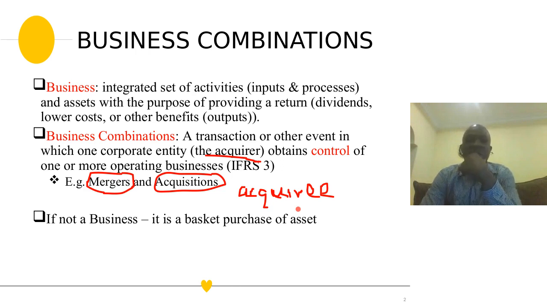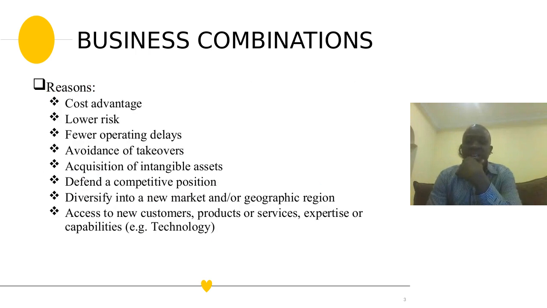We also have an example of Brookside Dairies acquiring so many others, like Molo Milk and Daima Milk, but they have retained their names because of customer specification and also customer preferences. Now, we have several reasons for business combinations.